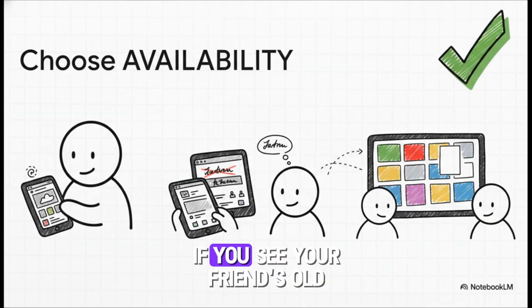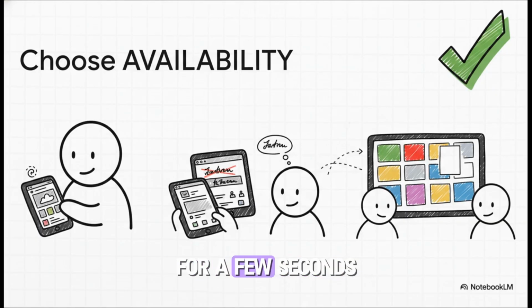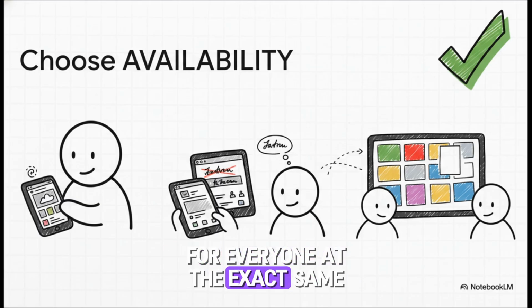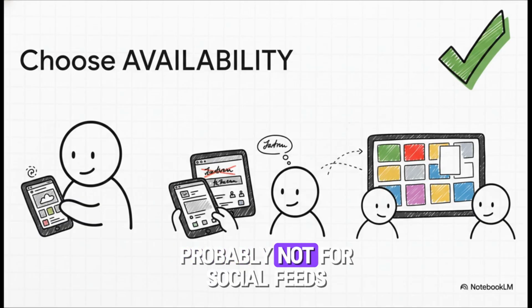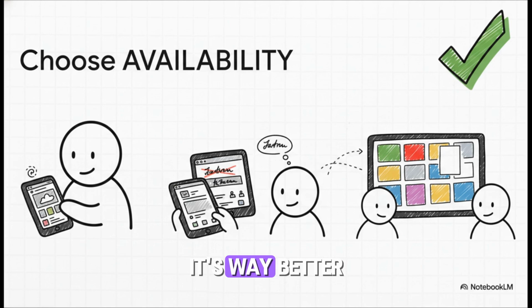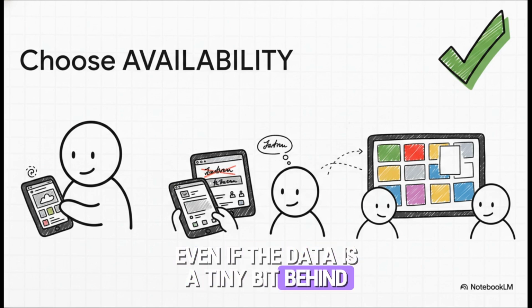Do you really care if you see your friend's old profile picture for a few seconds? Or if a new show on Netflix doesn't appear for everyone at the exact same instant? Probably not. For social feeds, business listings, and content, it's way better for the service to always be up and running, even if the data is a tiny bit behind.